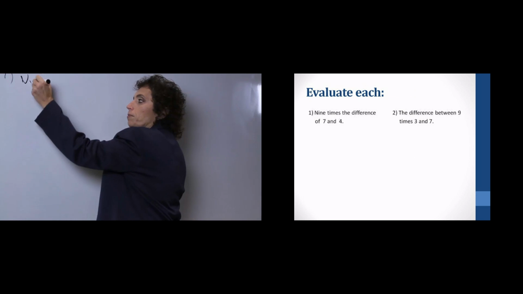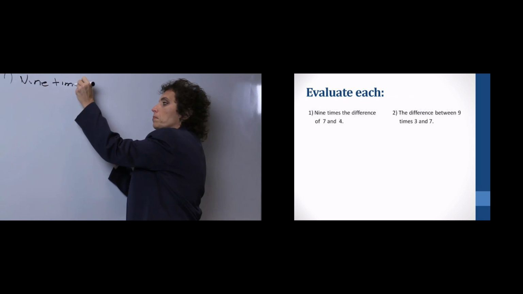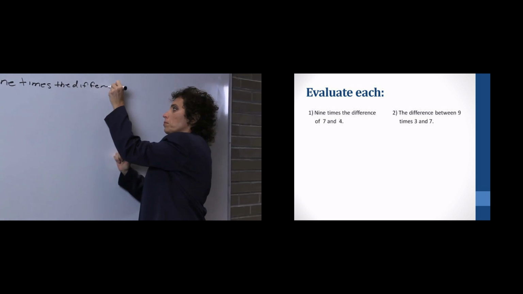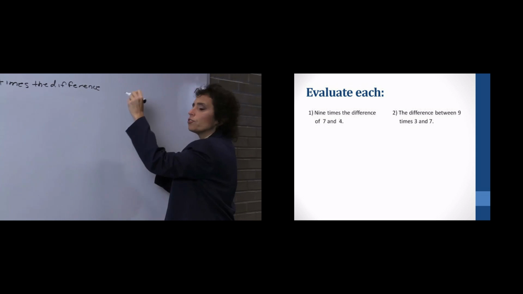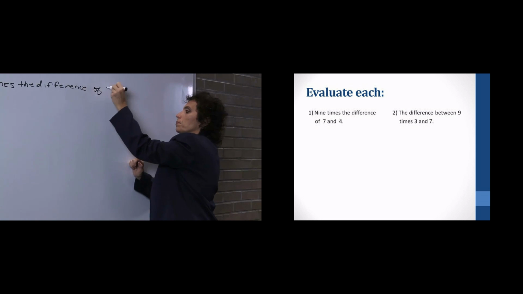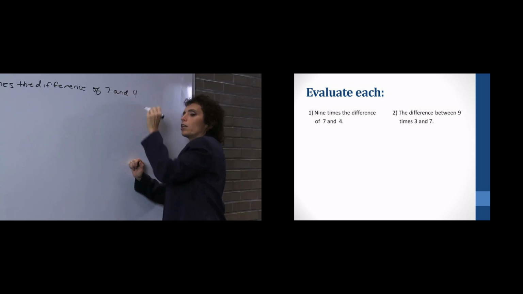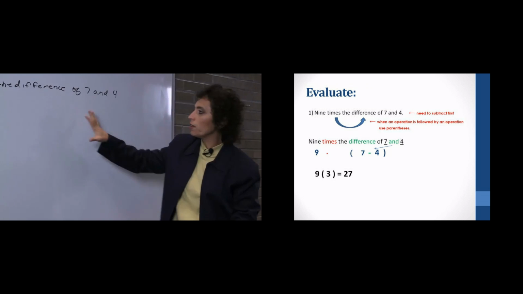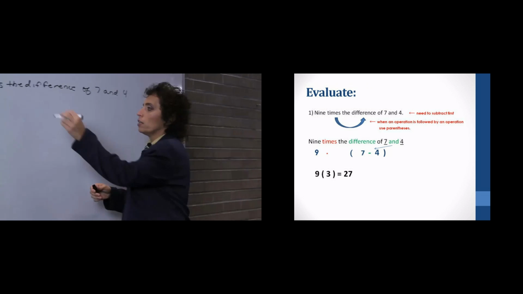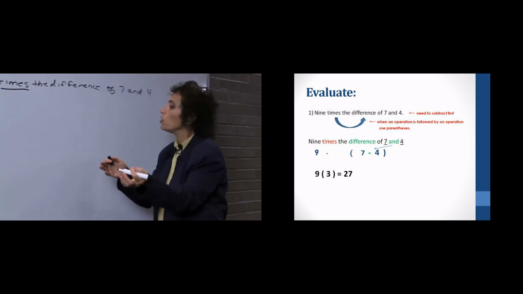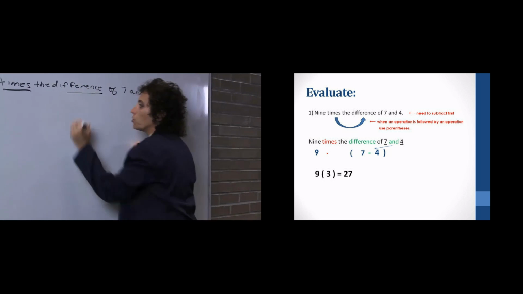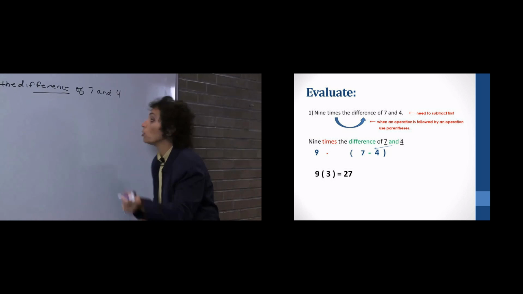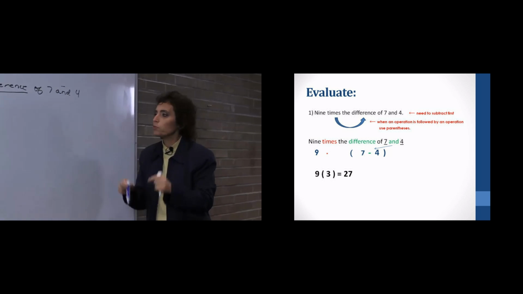9 times the difference of 7 and 4. Okay, I'm going to look at this one first, and we're going to put this in symbols. 9 times the difference of 7 and 4. So there's a lot of keywords going on here. We have times, which obviously means multiplied, and difference, which we know means subtraction. And here's the and, so that tells me that's where the subtraction symbol goes. Okay, so 9 times the difference.